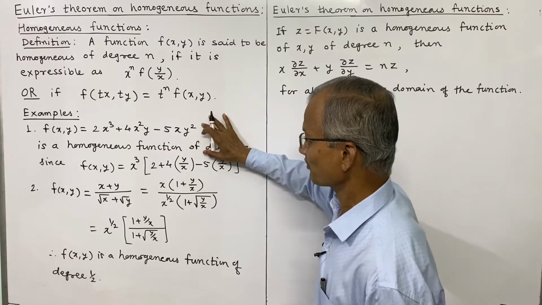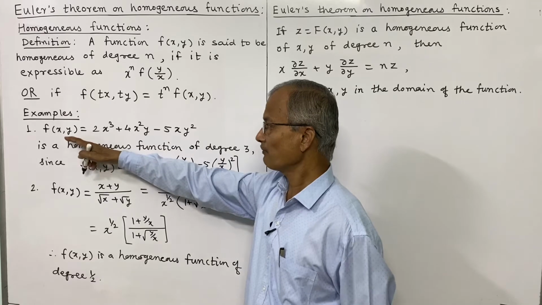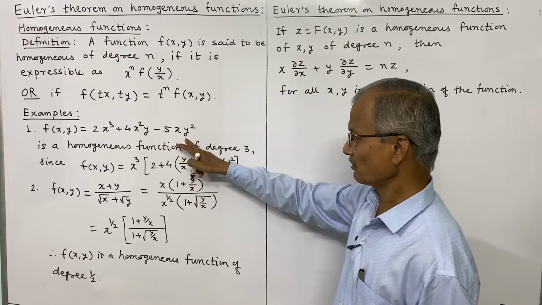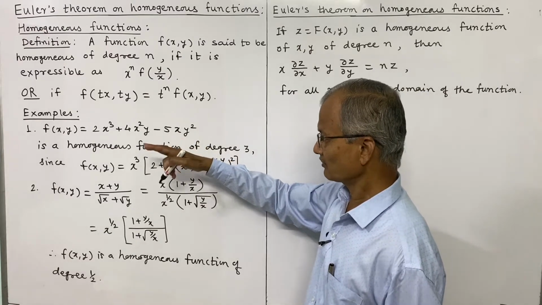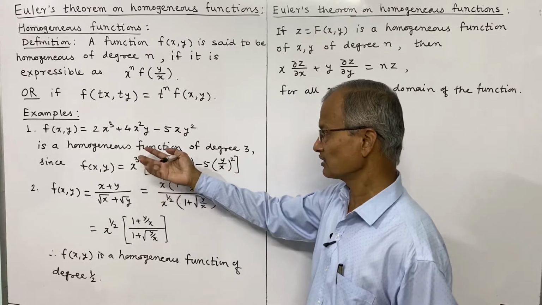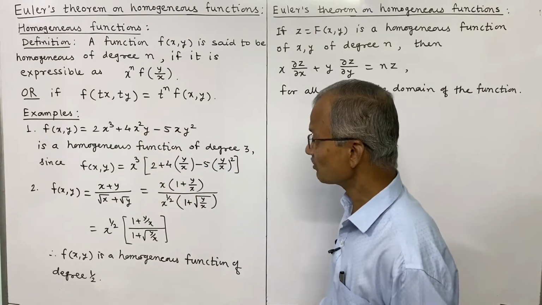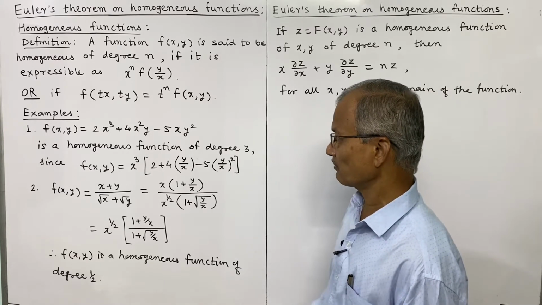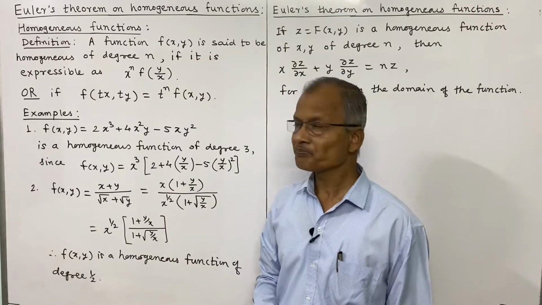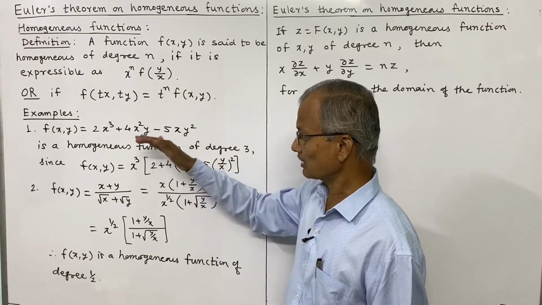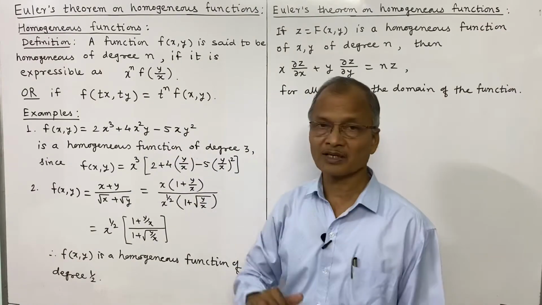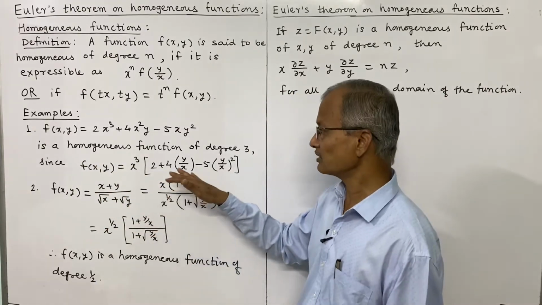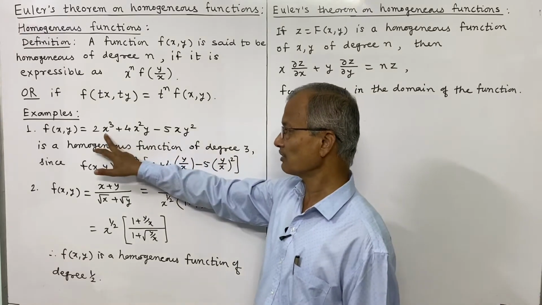Now here are the examples. This is the first. F of x comma y function is 2x cube plus 4x square y minus 5xy square, and by observation we can say it is a homogeneous function of degree 3. The meaning is that when it is written in polynomial or algebraic form, each term must be of the same degree, and that is the meaning of homogeneous. This term is of third degree.